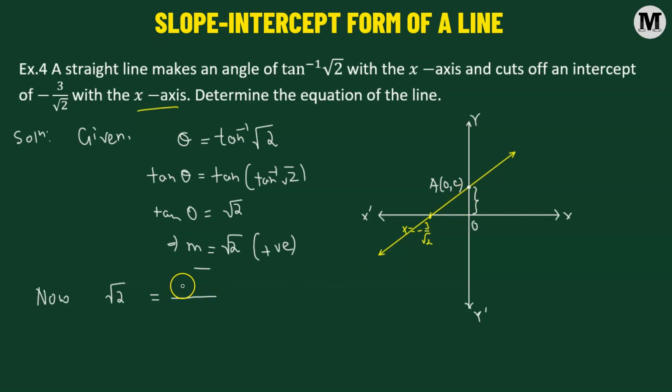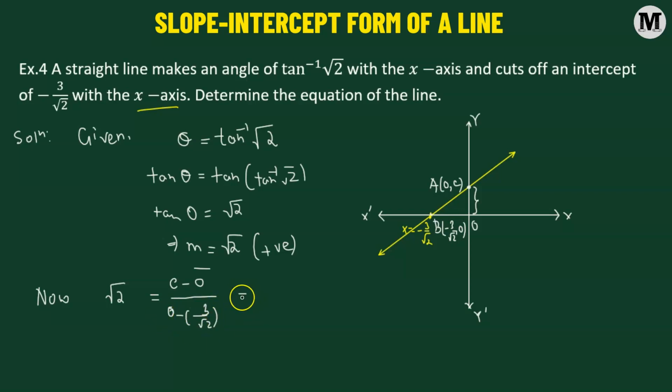In the numerator, we'll start by considering the difference of the y coordinate. So if this particular line is passing through the point x equals negative 3 over square root of 2, that means the coordinate of this point, let this be B, its x coordinate will be negative 3 over square root of 2, and the y coordinate will be 0. So the difference of the y coordinate is c minus 0, divided by the difference of the x coordinates, so that's 0 minus negative 3 over square root of 2.